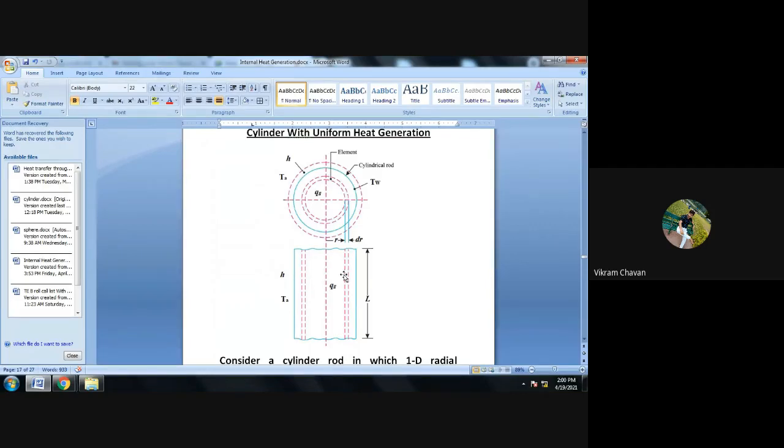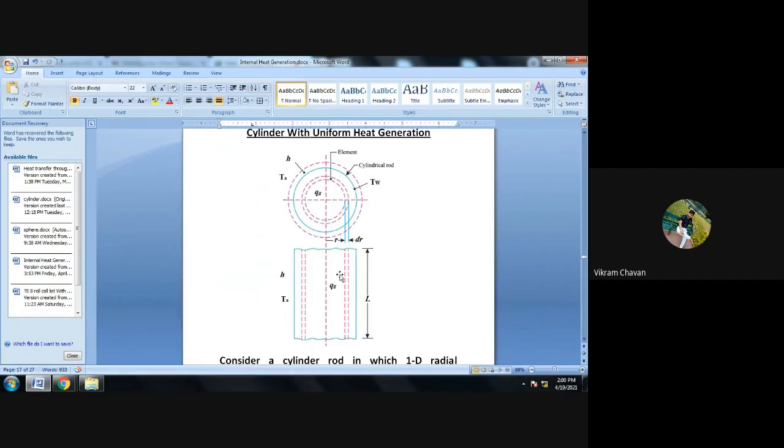Now in today's lecture, we are going to understand heat generation in the case of a cylinder, a cylinder with heat generation. Cylinder means what? We know that it has a circular cross section and some length. That is nothing but a cylinder. Here we are going to consider one rod, not a hollow cylinder.